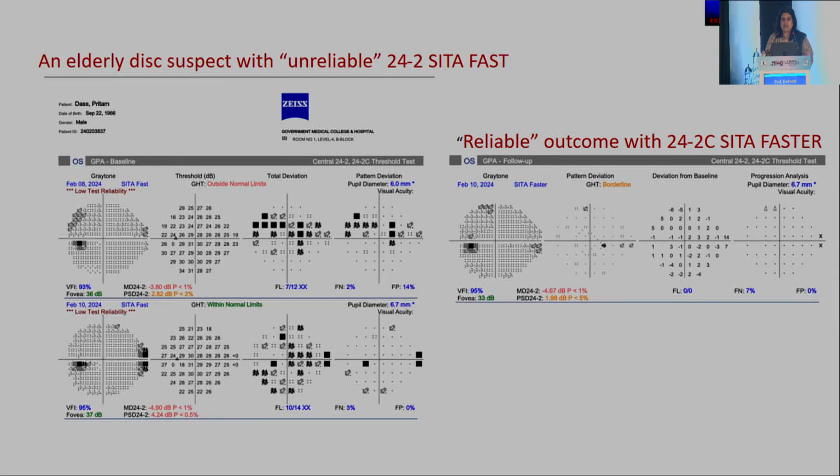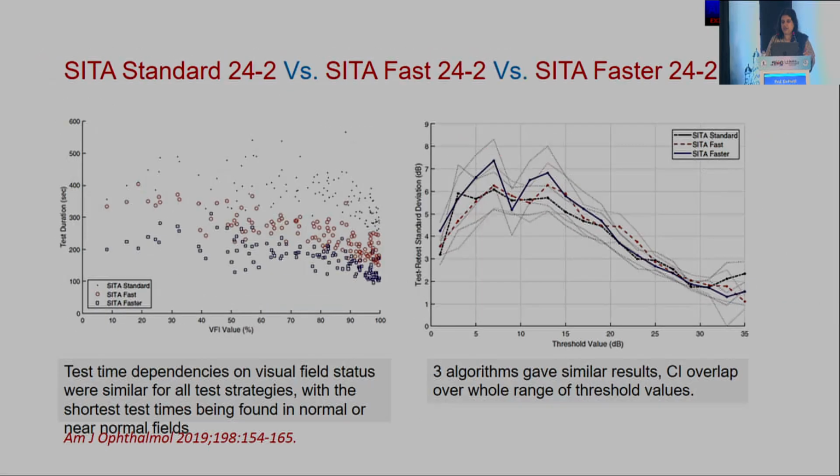So this elderly subject with the unreliable 24-2 SITA Fast performed better with 24-2C SITA Faster, and for the first time the patient said that he felt confident doing perimetry. Every morning he had to come for the perimetry test. He was very anxious, but this test sort of reassured him that he can also do the test reliably.